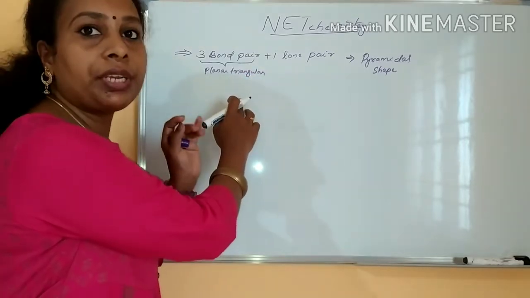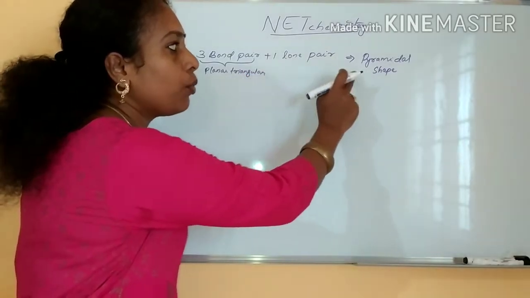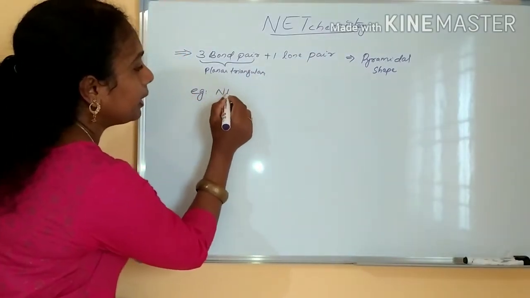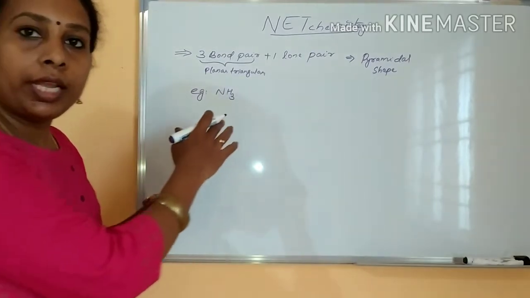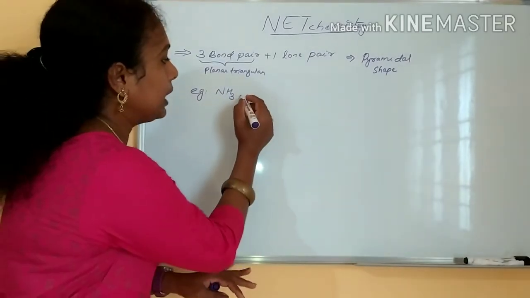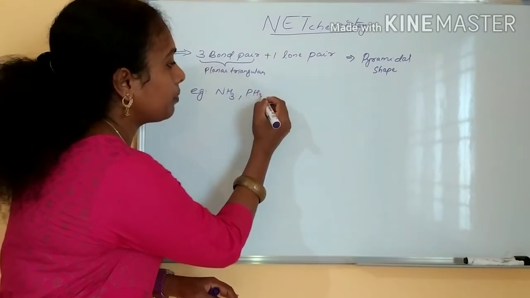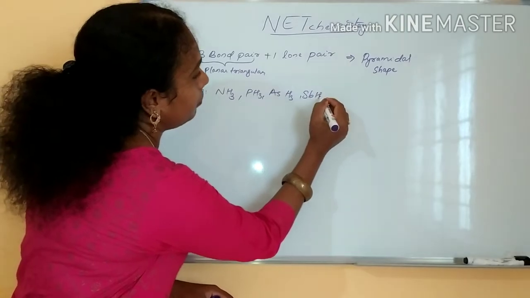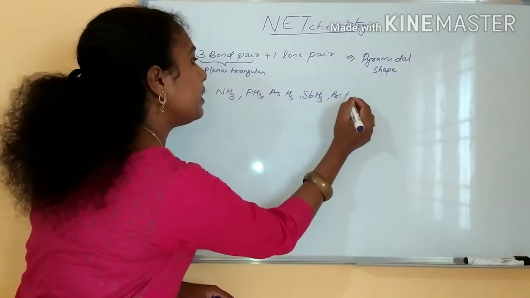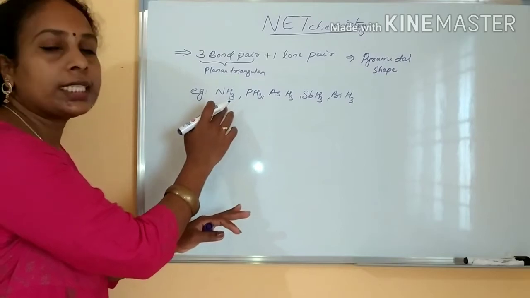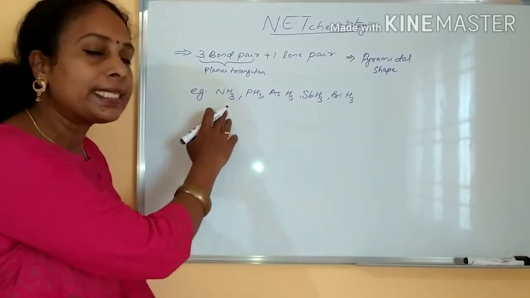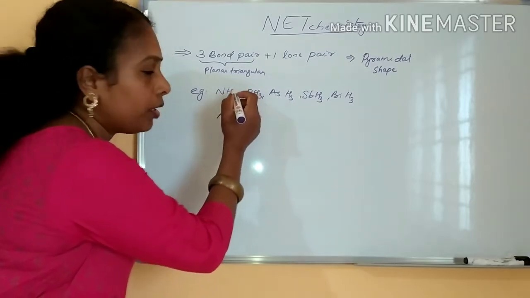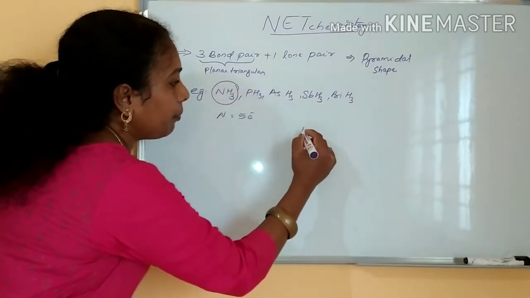The condition is different here. 3 bond pair plus 1 lone pair, the molecule will be pyramidal. For example, ammonia. Not only ammonia, the whole nitrogen family: NH3, nitrogen, phosphorus, arsenic, antimony, bismuth. All these are 5 electron systems, having 5 outer electrons. Here I am taking ammonia, NH3.